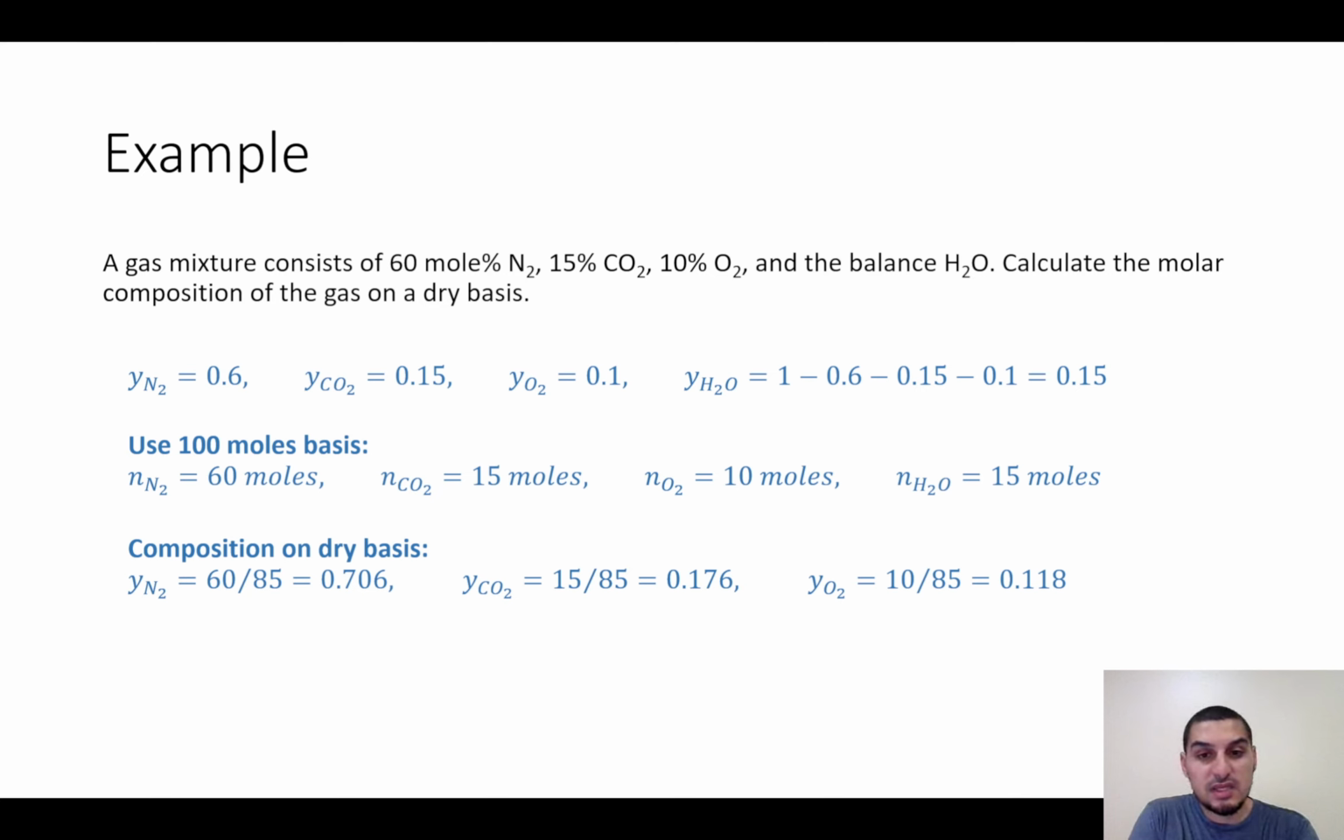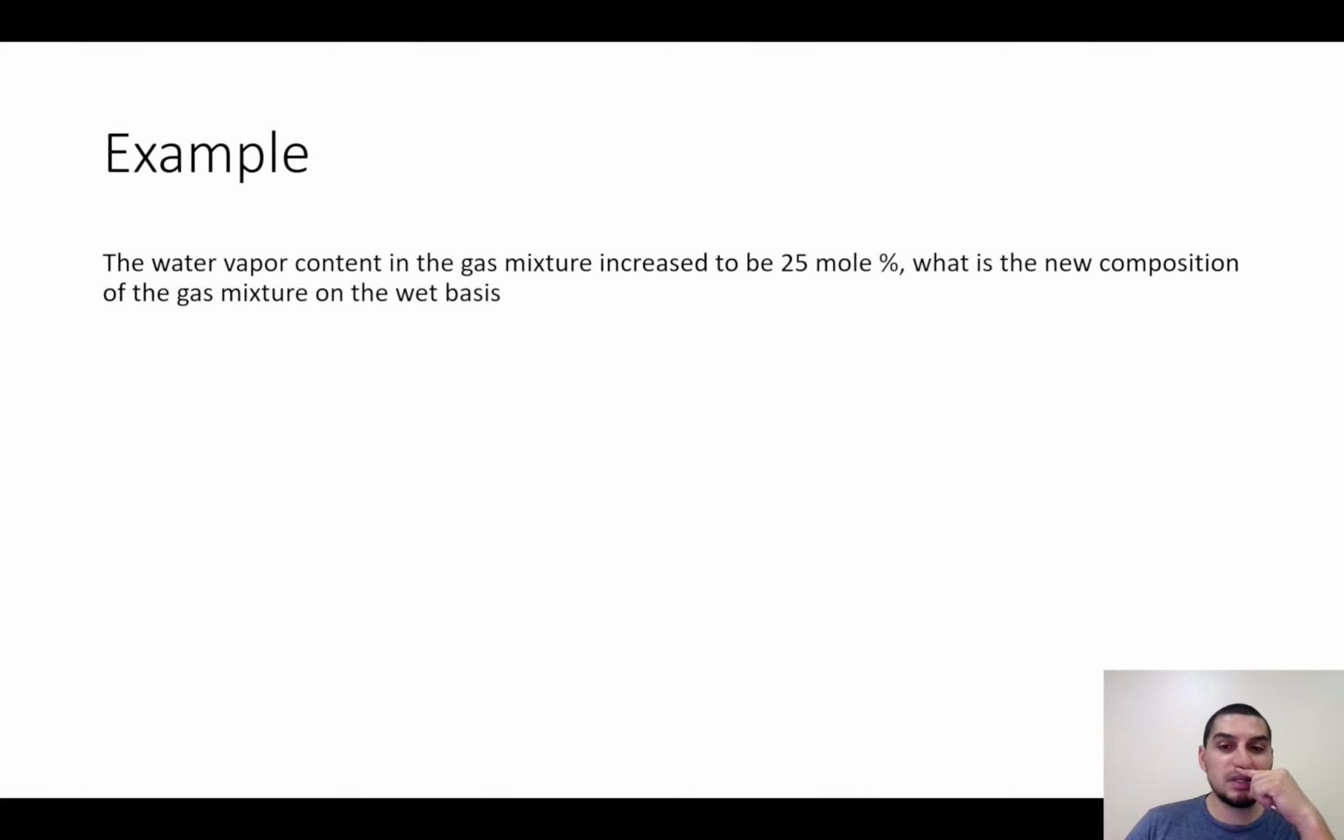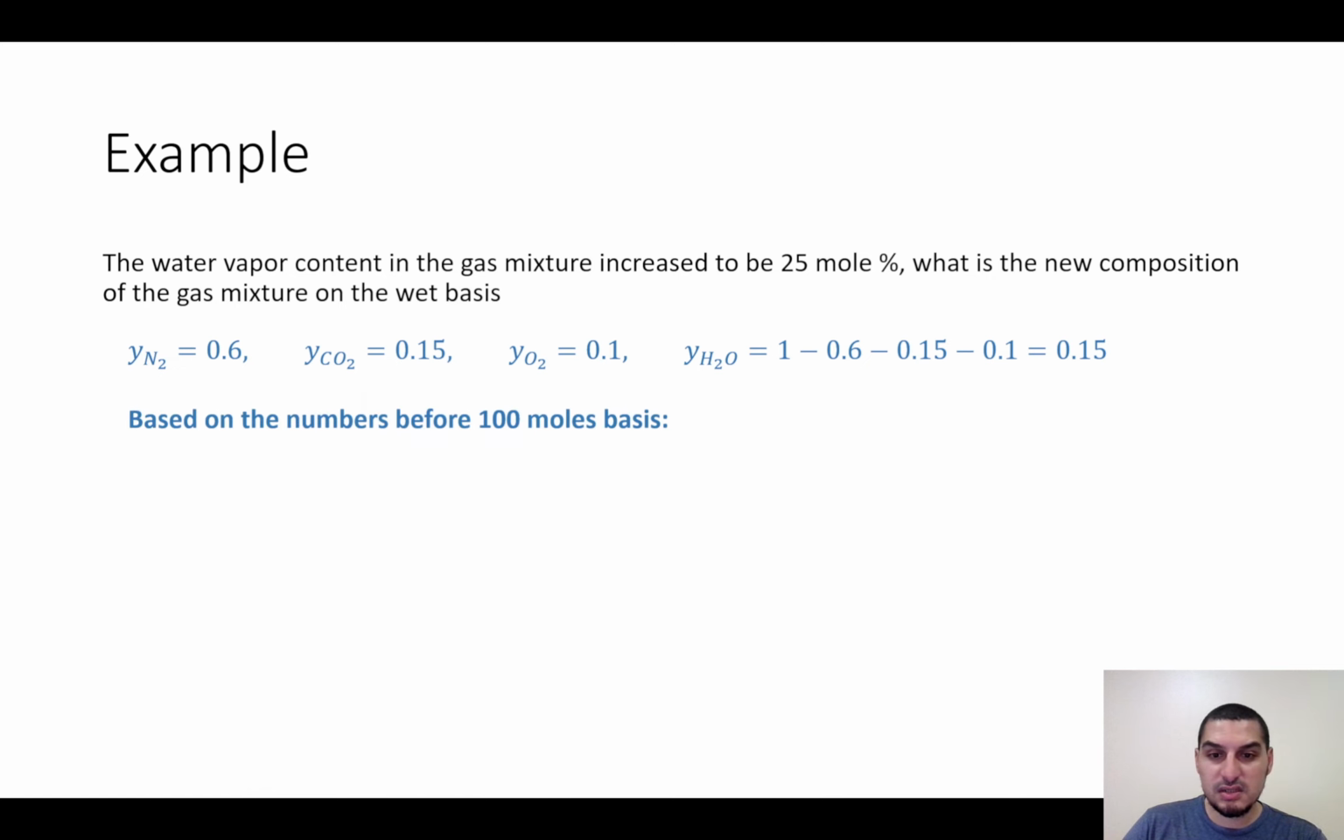So we expect that each one of these numbers would decrease. Each one of these numbers decreased because originally this 0.1 was 10 over 100, and now this is not 15 anymore. It's a bit bigger number. So the total number of moles became higher. So it's 10 over a bigger number. So its value decreased.